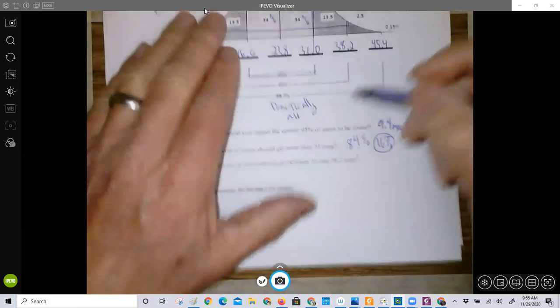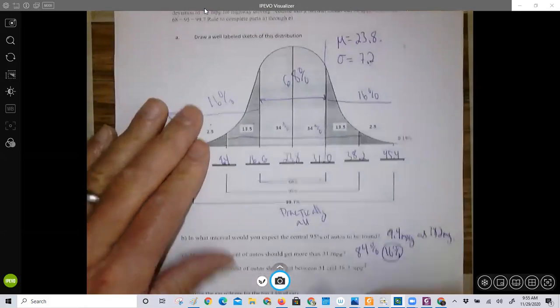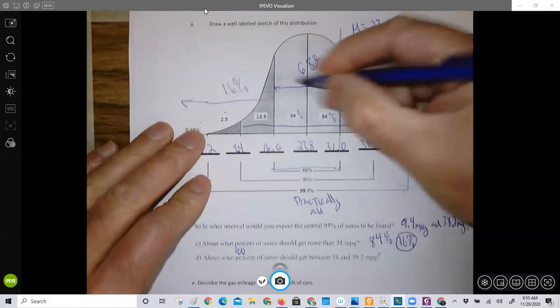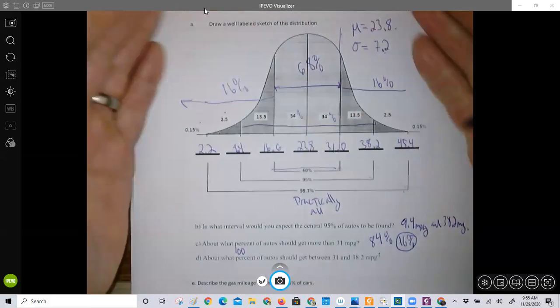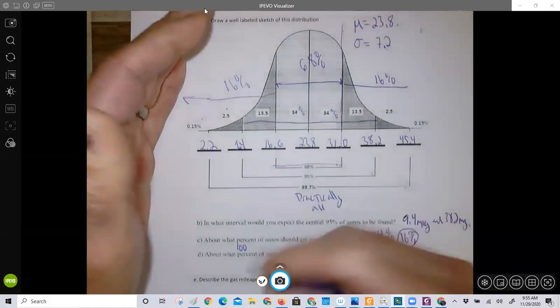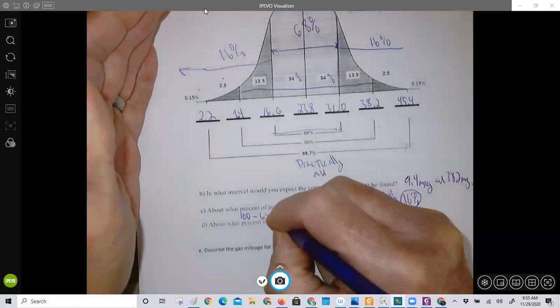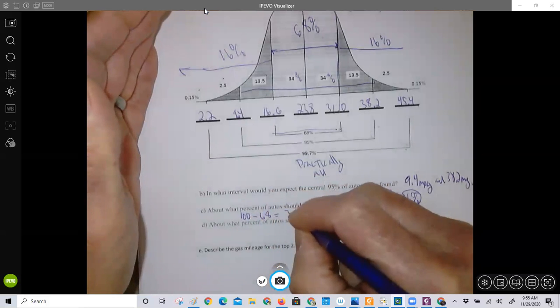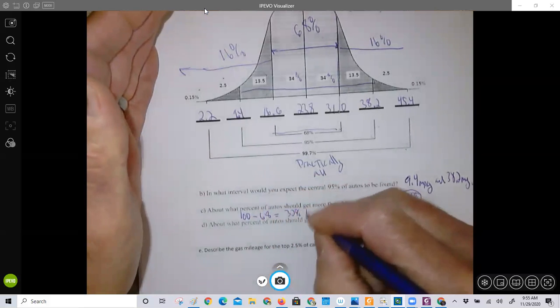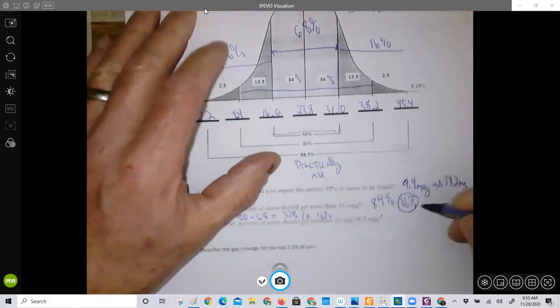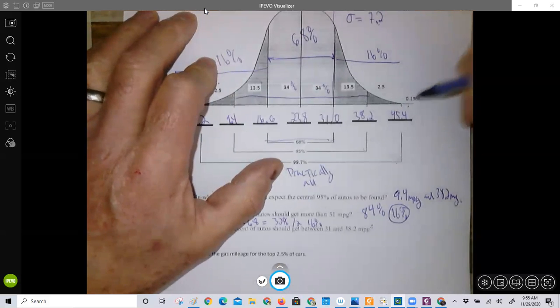Let me approach this a different way. I know the middle 68% is there, and I know the whole curve is 100%, the whole distribution is 100%. What's 100% minus 68%? Well, that's going to be 32%. And half of that, because it's symmetric on either side, is 16%. Okay, so I don't have to add up those, but I could.